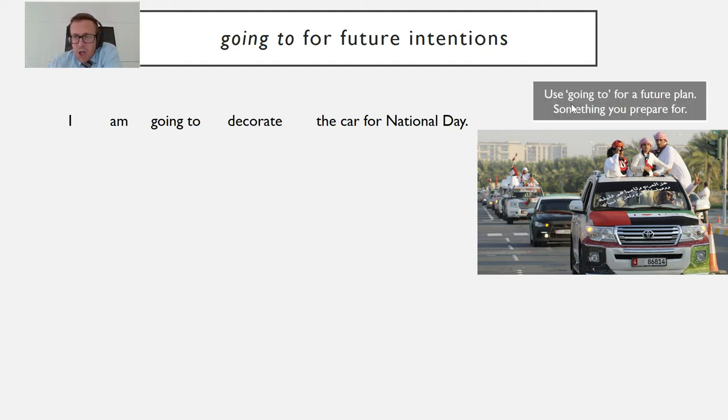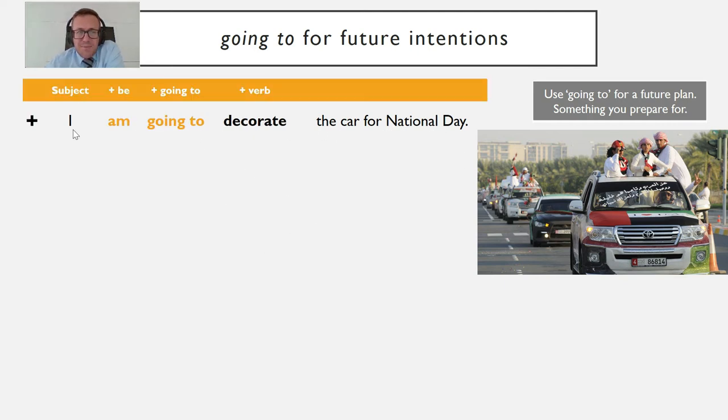So going to is a future plan. It's something you prepare for. So it's not just in the future, it's something that you plan. For something like decorating the car, you need to go to a garage, you need to think of the idea, you need to take money, you need to find time to do it. So these things are going to. I'm going to decorate the car for National Day. It is subject, I, be, am, going to. The verb is decorate, and then the rest of the sentence.